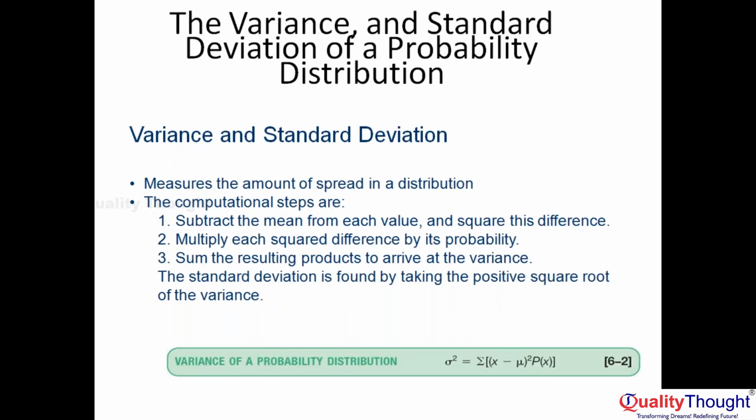Variance and standard deviation. We know what we mean by variance: a squared deviation of the scores from the mean. So this is what is happening here: x minus mu whole square into p of x.